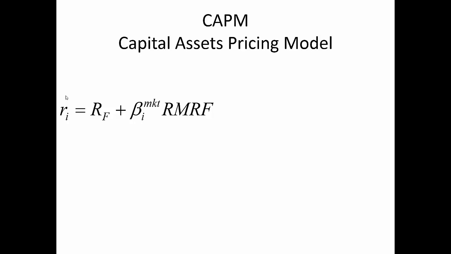The capital asset pricing model formula looks like this. It says the expected return on asset i is equal to the risk-free rate plus beta, which is a measure of risk for asset i, times the market risk premium. And this market risk premium is represented as RM minus RF. It's the expected return on the market minus the risk-free rate.